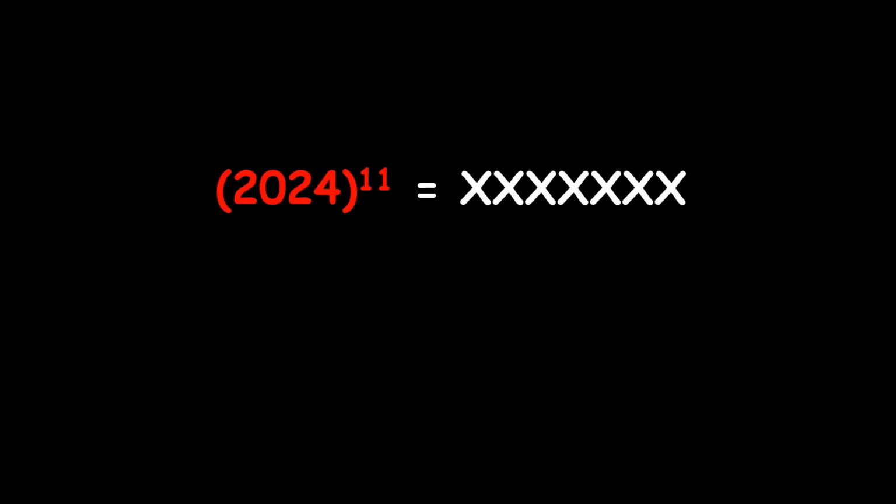2024 raised to 11 can be equivalently represented as a very large number after the expansion, in which each digit is represented as x, x, x and so on. By units place digit, we need to find the last digit, which is the x represented as red. So how do we find it?